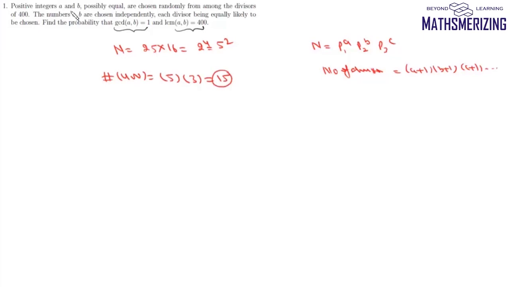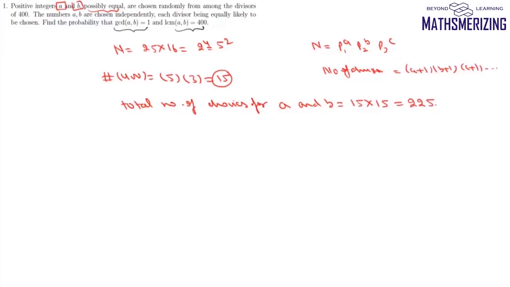Now it says two positive integers a and b are chosen from these 15 divisors and they can be possibly equal. So that means we can choose one number more than once. So we'll find the total number of choices for a and b. First we look at the total number of choices for a. We have 15 choices for a, and the same way we have 15 choices for b. So altogether we have 225 choices.